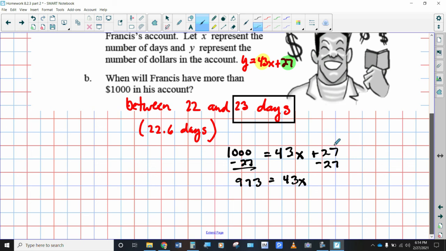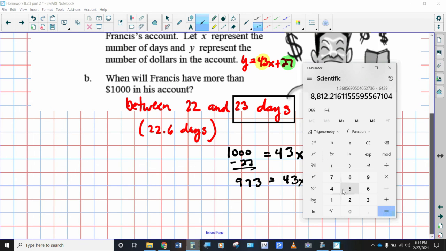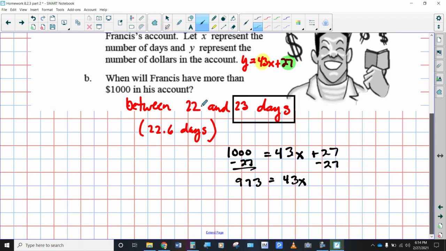So remember, he started with $27 in his account. He's increasing it by $43 per day. So he doesn't need to make $1,000. He only needs to make $973 because he already had 27 in there. So how many days will it take before he gets $973 increased into that account? Well, take 973, divide it by 43, and you get 22.6. Well, that means it's between 22 and 23 days.